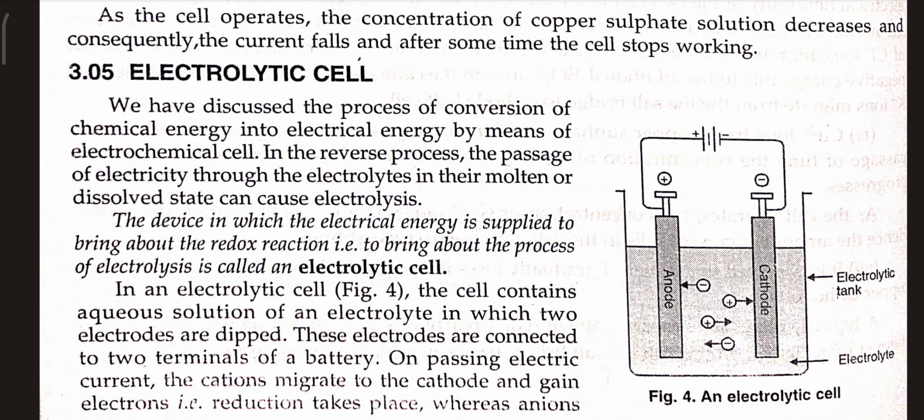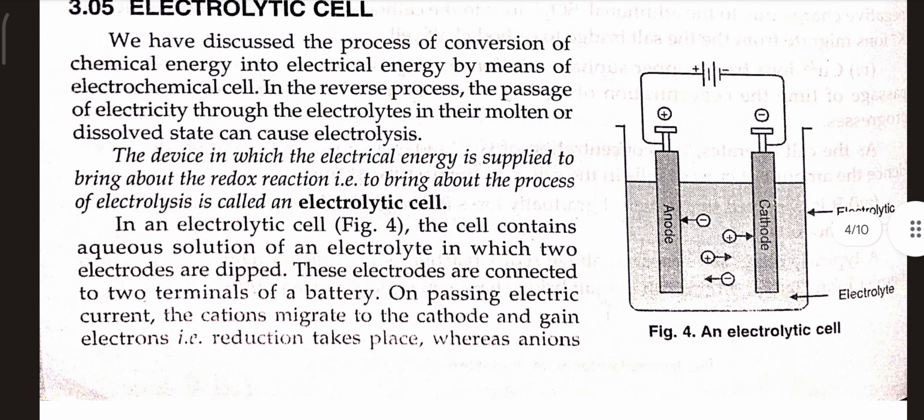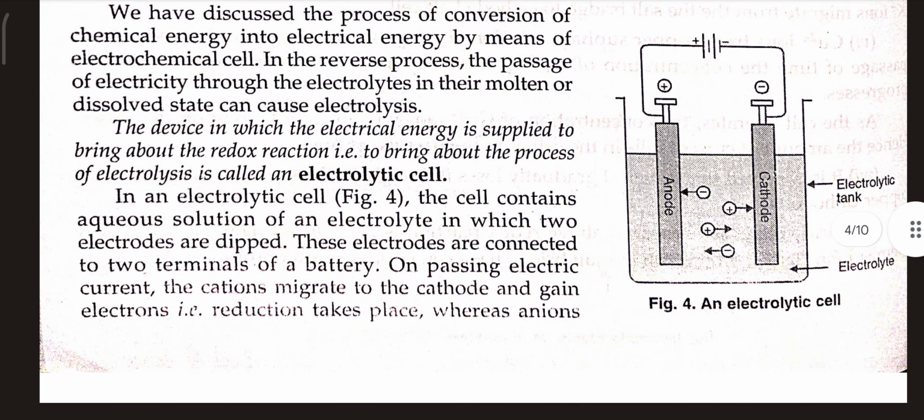Electrolytic cell. We have discussed the process of conversion of chemical energy into electrical energy by means of an electrochemical cell. In the reverse process, the passage of electricity through the electrolytes in their molten or dissolved states can cause electrolysis. The device in which electrical energy is supplied to bring about the redox reaction, i.e., to bring about the process of electrolysis, is called an electrolytic cell.